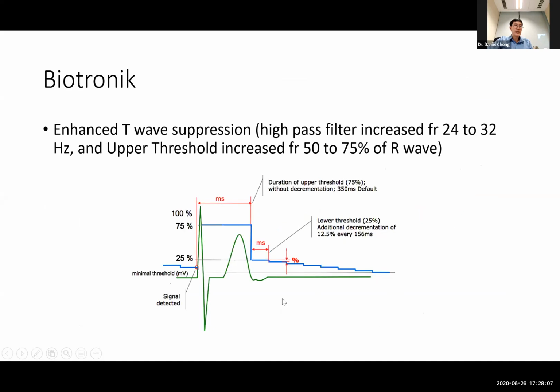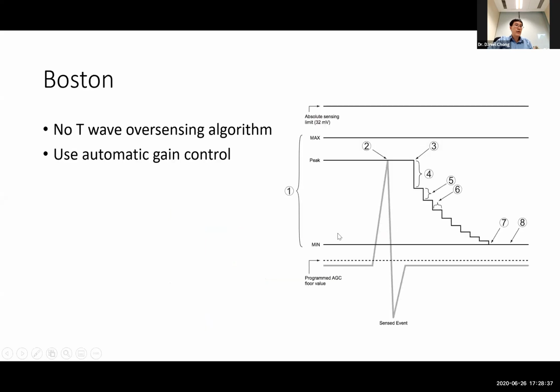Enhanced T wave suppression algorithm. So you can increase the high pass filter, or you can increase the upper threshold from 50 to 75% of the R wave. So these are some of the maneuvers that we can do to try to overcome T wave oversensing. And for Boston, of course, they do not have a T wave oversensing algorithm per se, but automatic gain control can be adjusted.